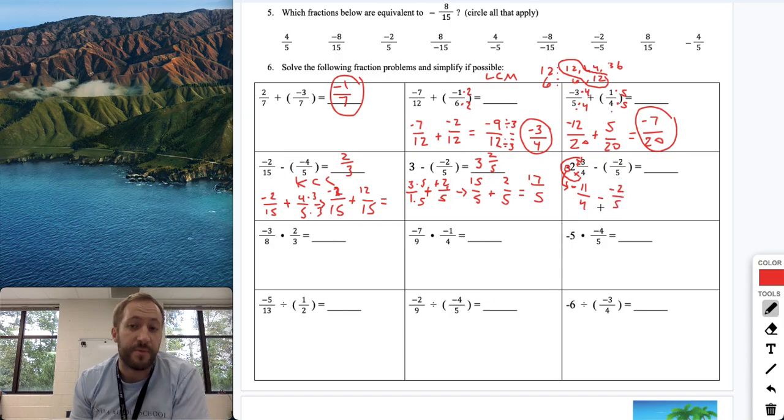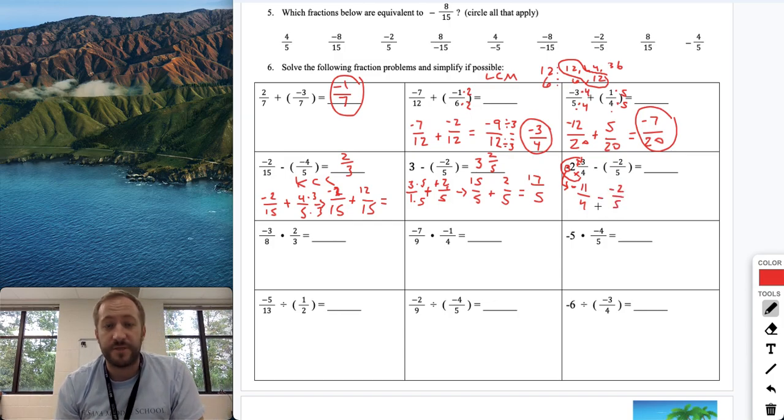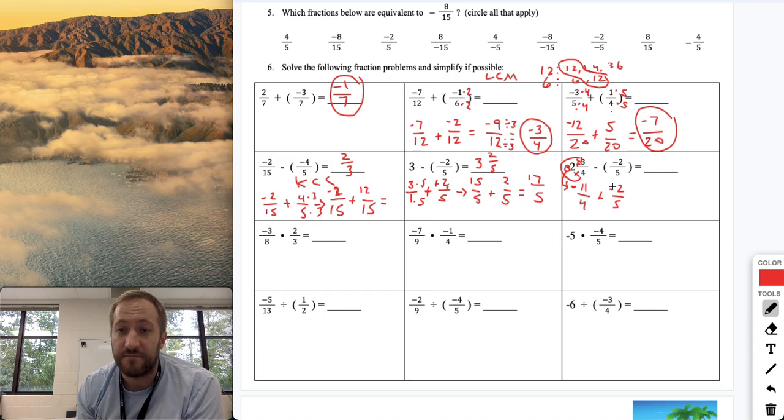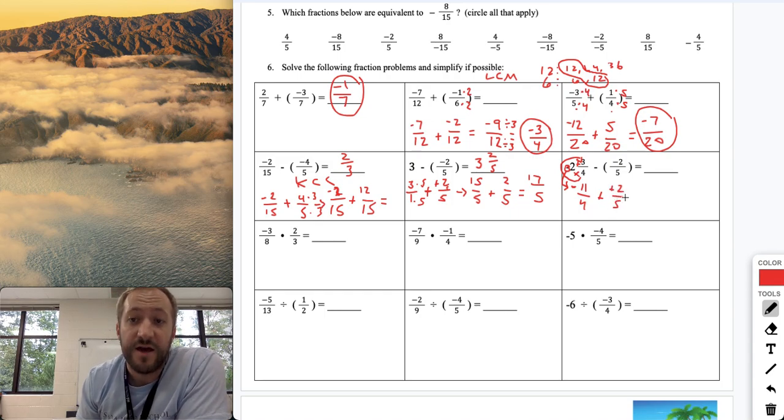This is a subtraction problem. I'm always going to turn those into addition problems. So I'm going to add the opposite. First number, don't mess with it. Add the opposite. Add the inverse. So now I got -11/4 plus 2 over 5. Are the denominators the same? Nope. I got to make them the same.